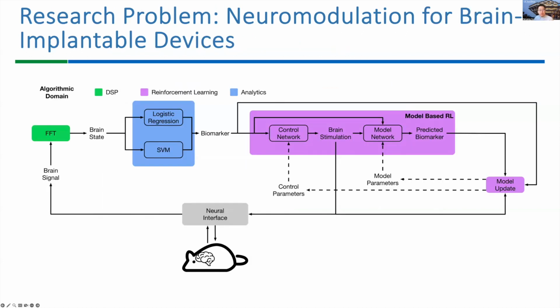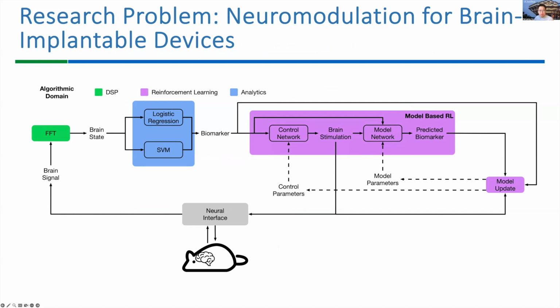The next project we're going to investigate is an ongoing collaboration with neuroscientists at Emory University. The main objective in this project is to develop a programmable ultra-low power brain implantable device that performs neuromodulation using various reinforcement learning algorithms. As the figure shows, the neural interface captures the brain signal of the experimental subject.